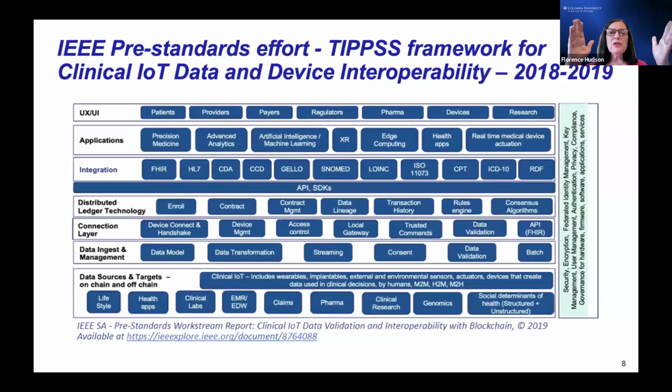So at the user experience, user interface level at the top for patients, providers, payers, the devices have an interface, pharma, research, applications, integration layer. As we say, the beauty of standards is there are so many of them. So in healthcare, FHIR, HL7, SNOMED, ISO 11073, a number of these, any application programming interfaces or software development kits, and then distributed ledger, connection, data ingest and management, and all the devices and data. And across the top and bottom, you can see the green on the right. These are all the things that go across everything that are really part of the TIPPSS framework: security, encryption, federated identity management, all the way to governance.